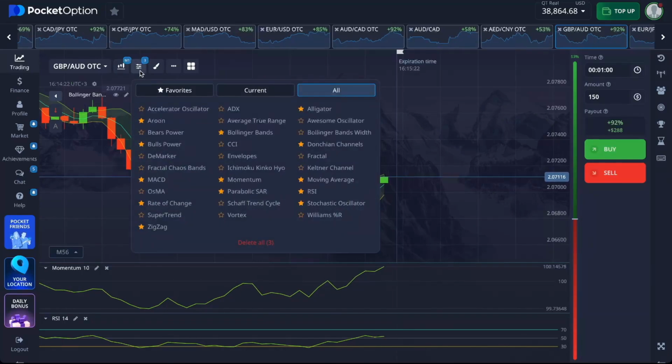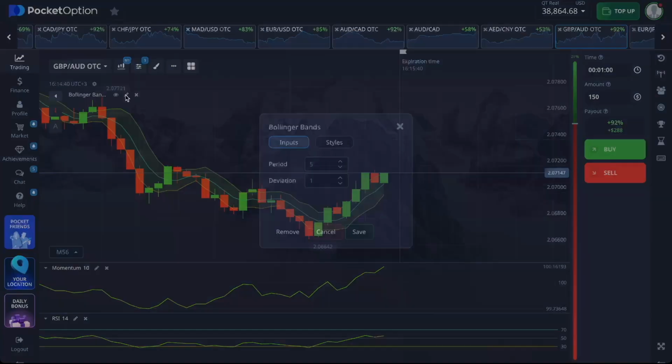To add them, we go to the indicators section. Here, all the available indicators open up for us. We select Bollinger Bands, that's the first indicator, Momentum the second indicator, and accordingly RSI the third indicator. Here they are, Momentum and RSI. Well, let's start with the Bollinger Bands.